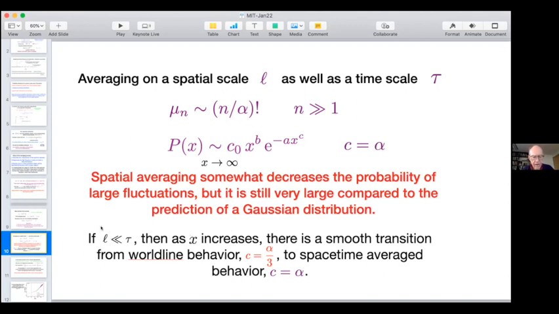And in general, if the spatial scale is small compared to the temporal scale, then as x increases, initially you get a behavior that would be what you would expect if L were zero, the world line behavior. But then there's a smooth transition in the probability distribution to the space-time average behavior. Namely, your probability distribution goes from falling like an exponential of alpha over 3 to a somewhat faster fall off of x to the exponential of x to the alpha. But that's still, if alpha is a half, is still exponential of a square root, which is relatively slow fall off.